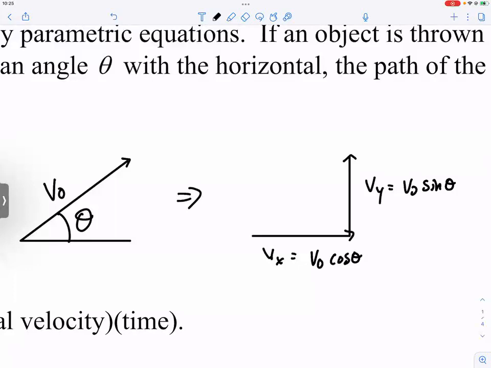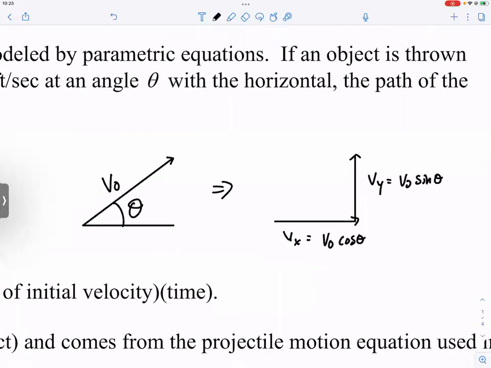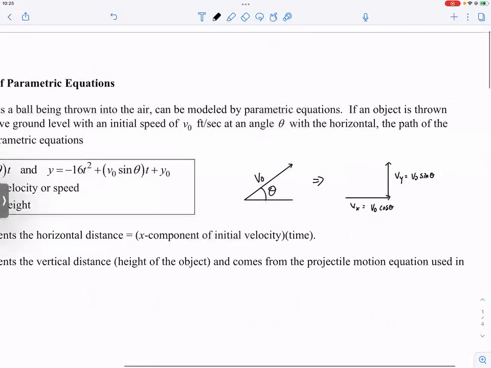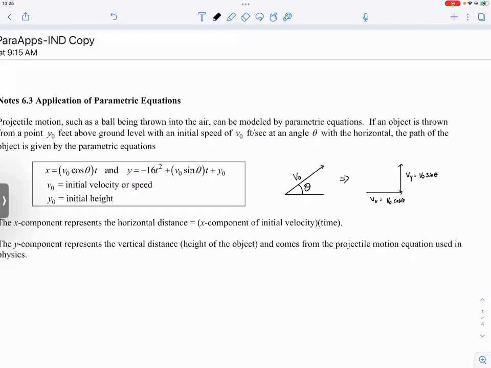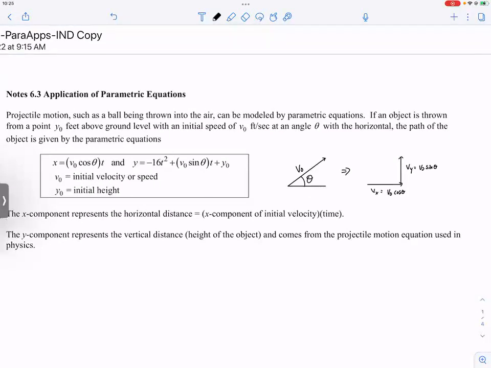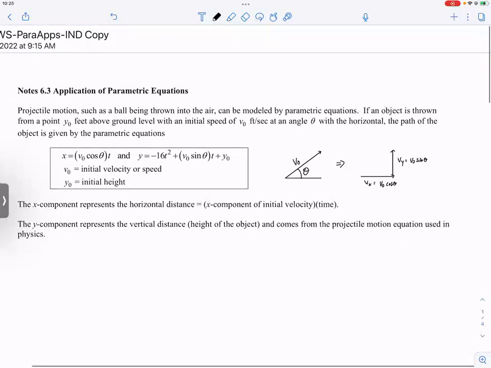Good. That's where these things come from. Now that you're good with knowing how we're doing these little physics, and if you're taking the AP physics exam, you should know this very well.